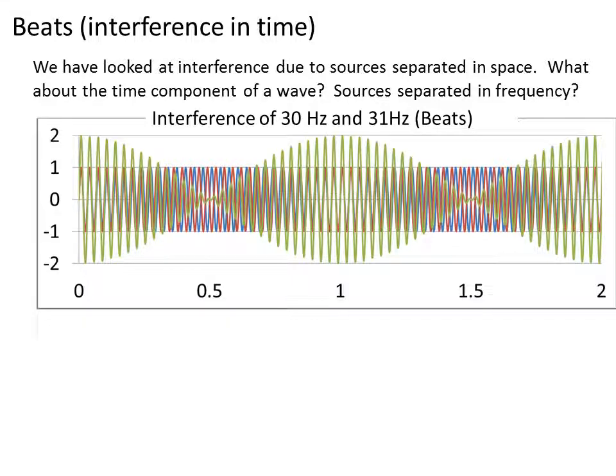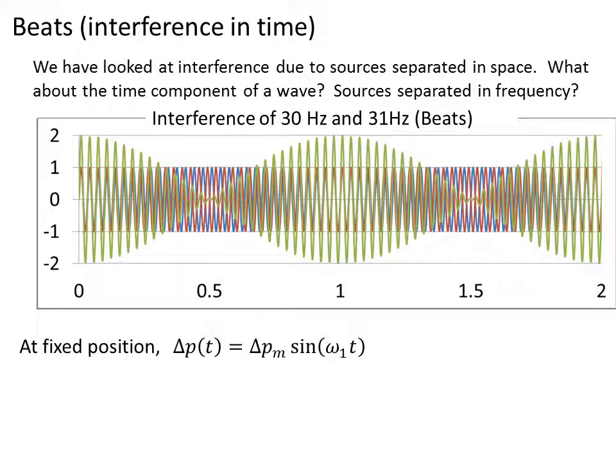One thing that jumps out at you is that there is an envelope over the high frequency oscillation. The high frequency oscillation is around 30 Hertz, but there's a slow modulation of the amplitude. This slow modulation of the amplitude is called a beat. We see that the maximum of the beat occurs near 0, and we get another maximum near 1, and another maximum near 2. And there's a minimum at half a second and 1.5 seconds.